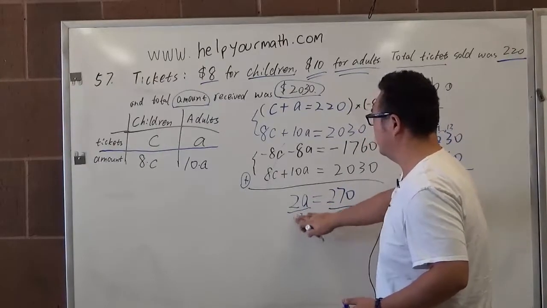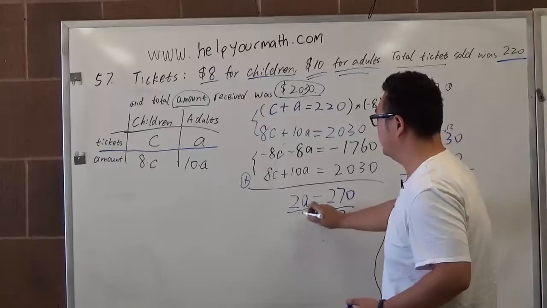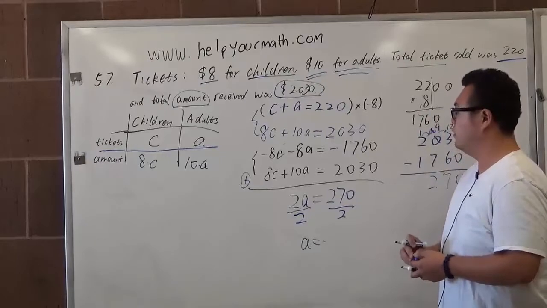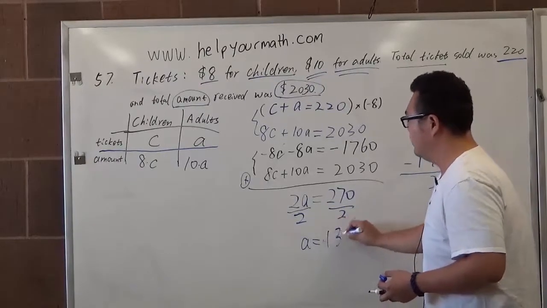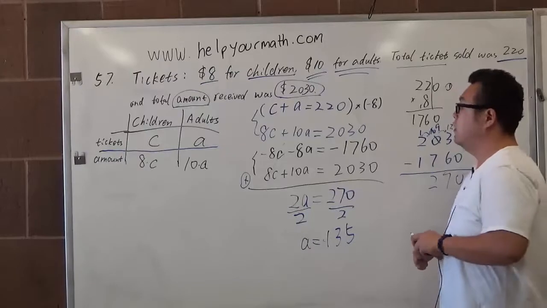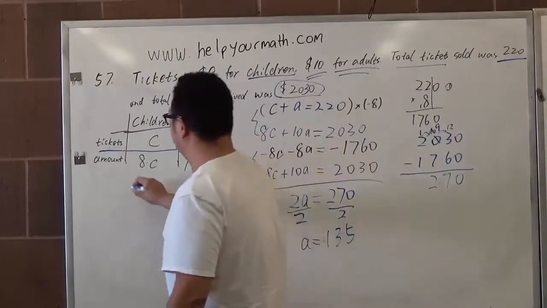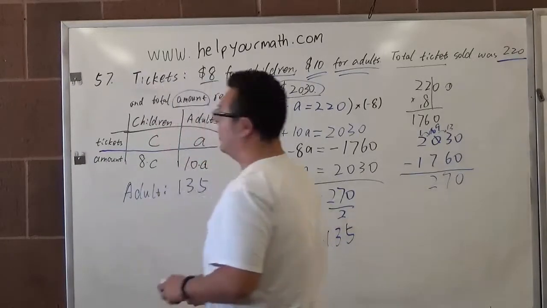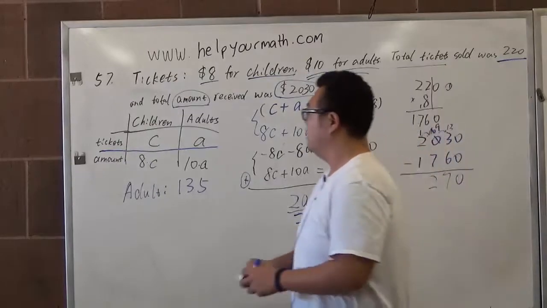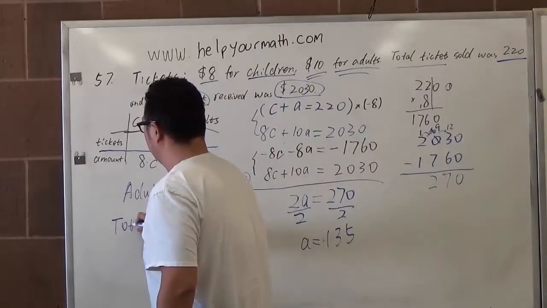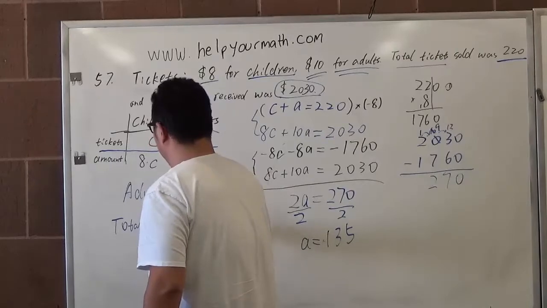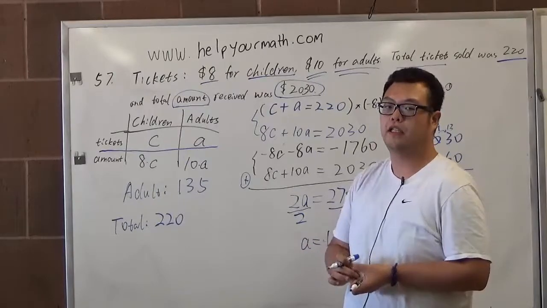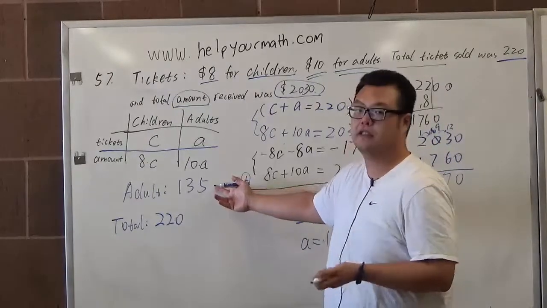Just divide by the coefficient in front of A, which is 2. When we divide 270 by 2, that gives us 135. So that will be the number of adults: 135 tickets for the adults. And the total tickets is 220, the sum of children and adults together is 220, while we have 135 adults.